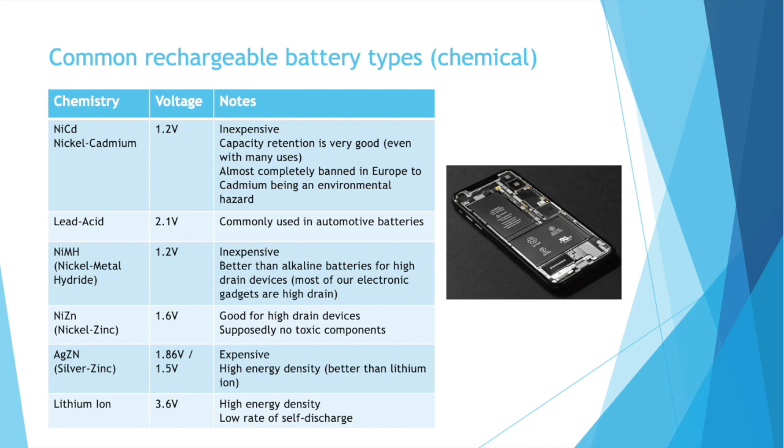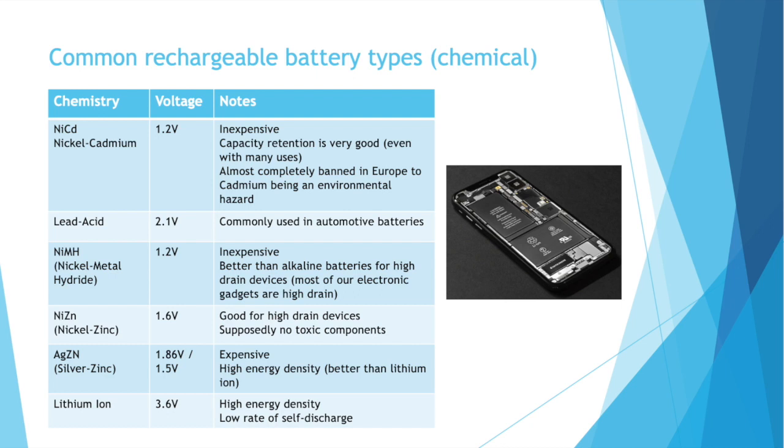battery. You have nickel metal hydride batteries coming in at 1.2 volts, also inexpensive. Better than alkaline batteries for high drain devices. So a high drain device would be a device that is constantly using the battery. Our cell phones, other similar gadgets, as opposed to a low drain device like a TV remote. It's only using energy when you're clicking the buttons. You've got nickel zinc coming in at 1.6 volts, also good for high drain devices, and supposedly no toxic components, so that's a plus for the environment.